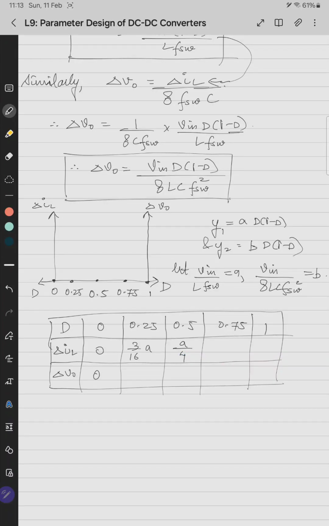If d is 0.75, which you can call 3 by 4, 3 by 4 into 1 by 4 is again 3a by 16. Similarly, replace a by b. So 3 by 16 is less than a by 4. So it is like this: this is 3a by 16, this is a by 4, and again it is 3a by 16. It is like this.